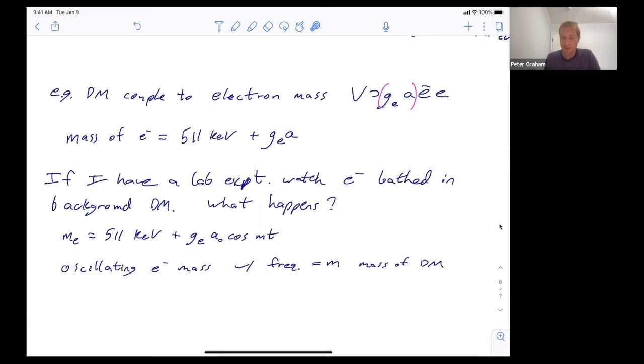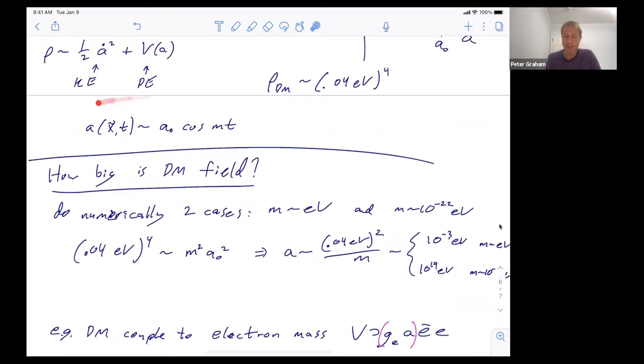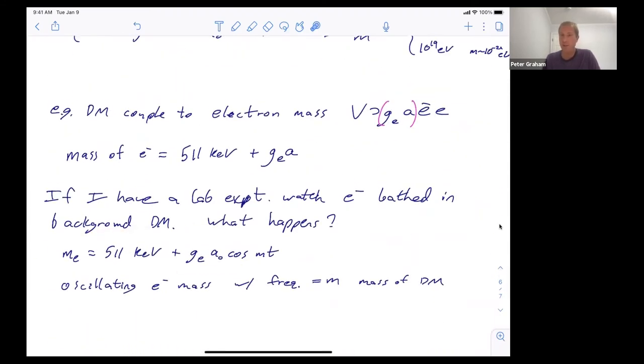But this also should make us go back and ask, this is in fact going to be the generic signature of this dark matter, right? I said this was a very general statement. This is what the background dark matter field looks like in our lab. It's some oscillating field with its frequency equal to the mass. This is always what we're going to be looking for in these experiments: some property or some thing we can measure, some small signal oscillating with a very particular frequency.